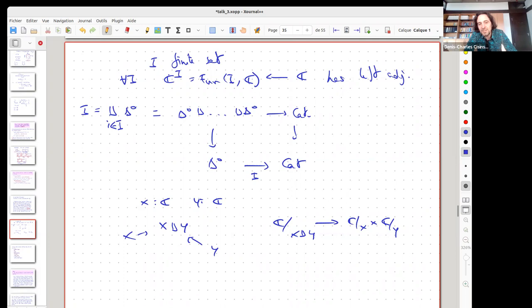And so universality of sums is this equivalence. You can do it for finitely many instead. I did it for just binary sums, but that would be universality of binary sums.